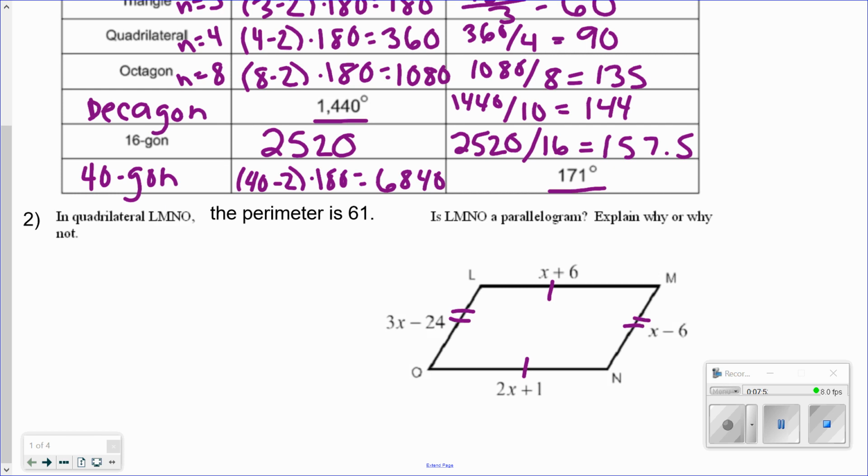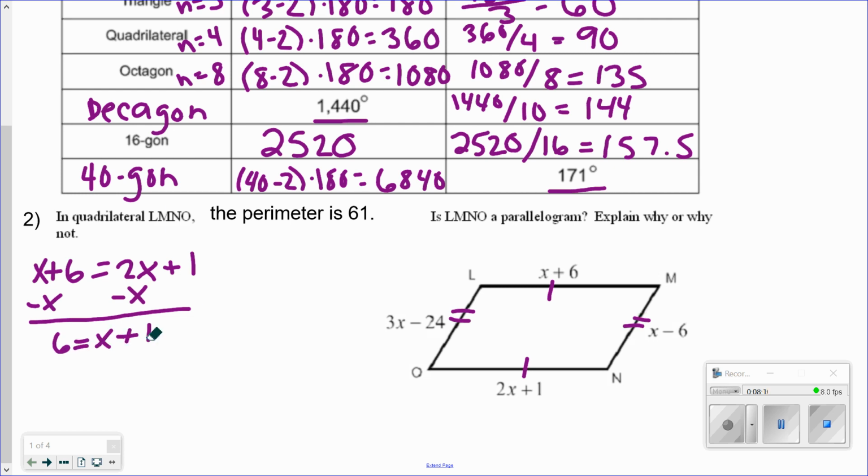With the first one, I have x plus 6 is equal to 2x plus 1. I am going to subtract x on each side, and that gives me 6 is equal to x plus 1. Subtract 1 from each side, we end up getting that 5 is equal to x. All right, now let's look at our other side length and see if we get the same x value.